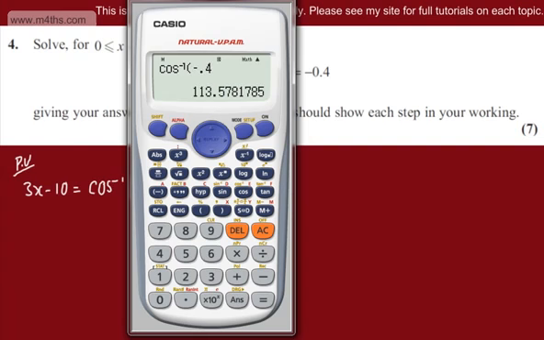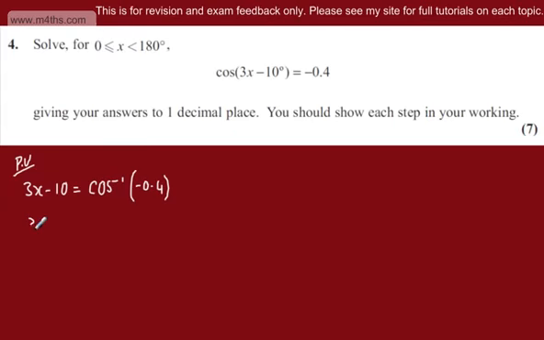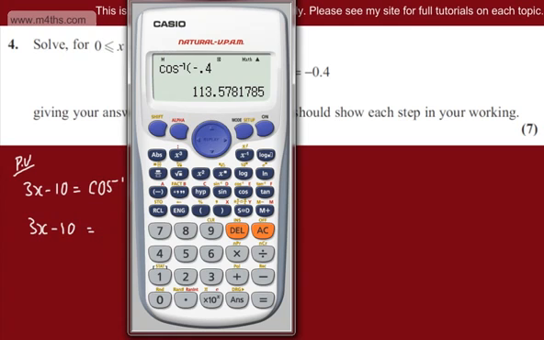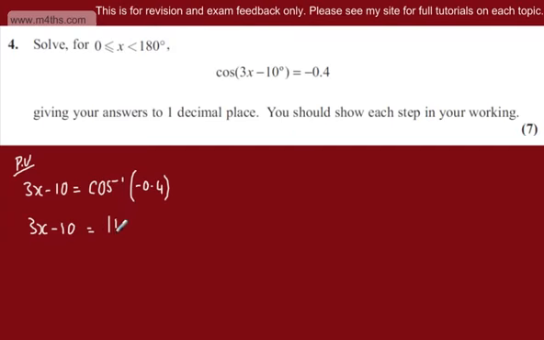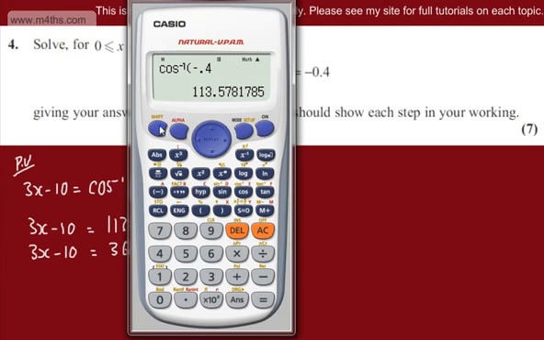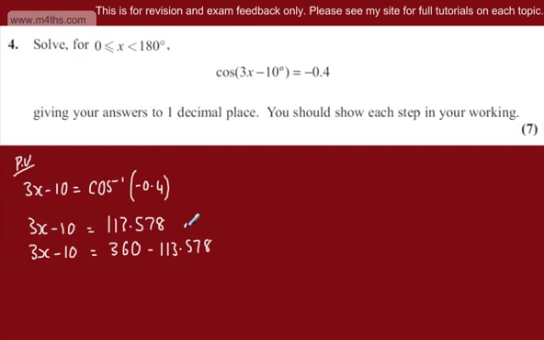So that gives me 113.578. So what I can say then is 3x minus 10 will be equal to the value that we've got here, which is 113.578. Now, if I consider by symmetry, I'm also going to have 3x minus 10 equal to 360 minus 113.578. So what I'm going to do is store this in my calculator, and this is going to be A. Shift store A. So what I'm going to do is just put a little A here. Do that in pencil if you're in the exam, as you'll end up rubbing it out.